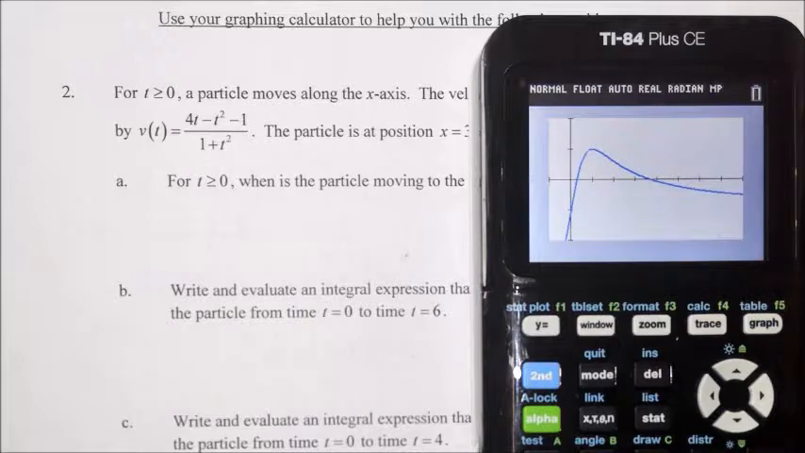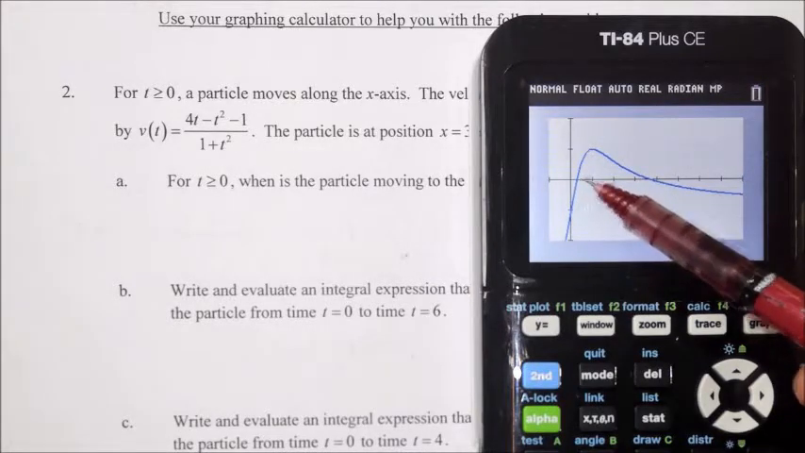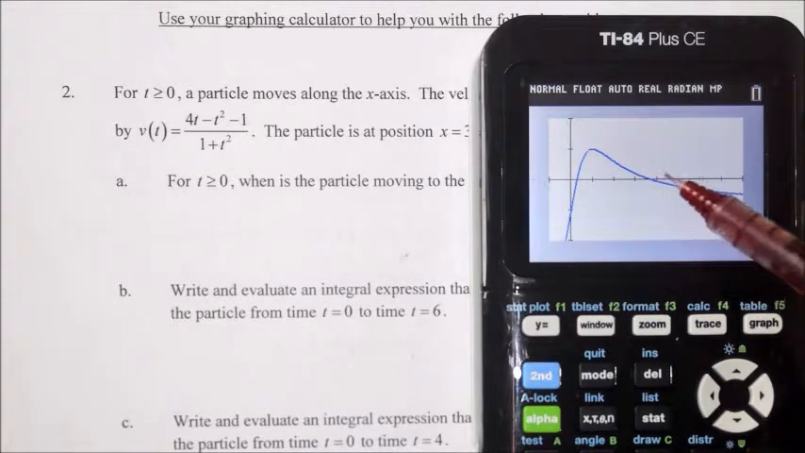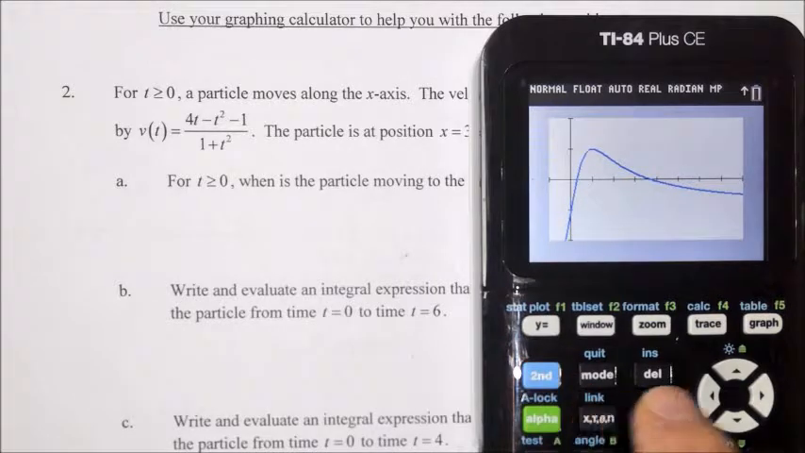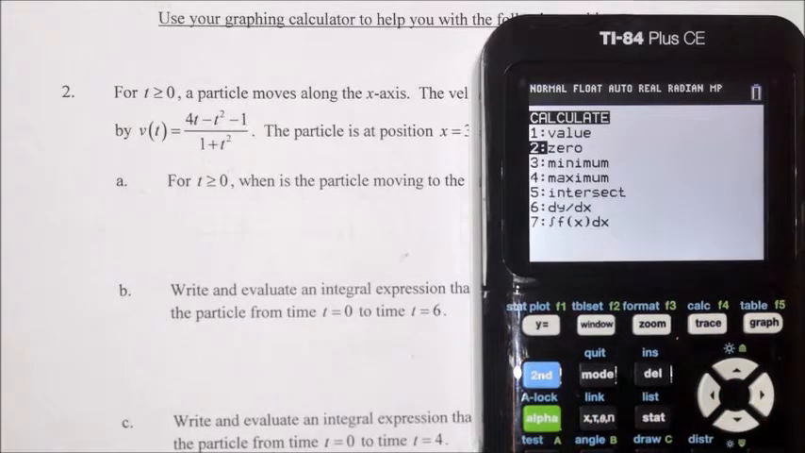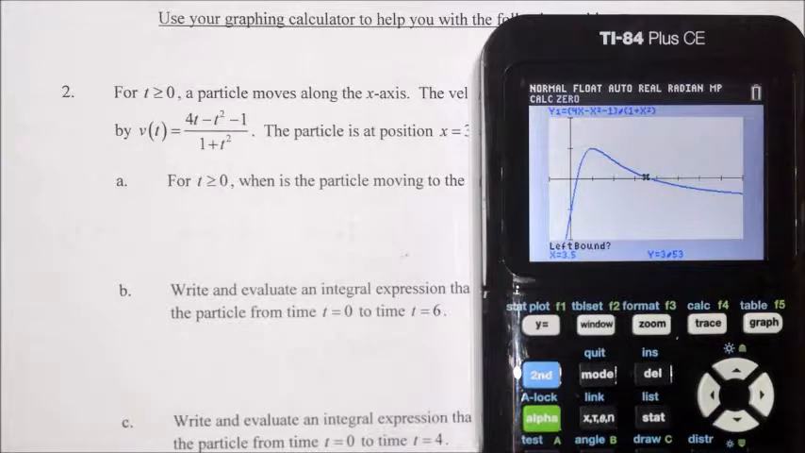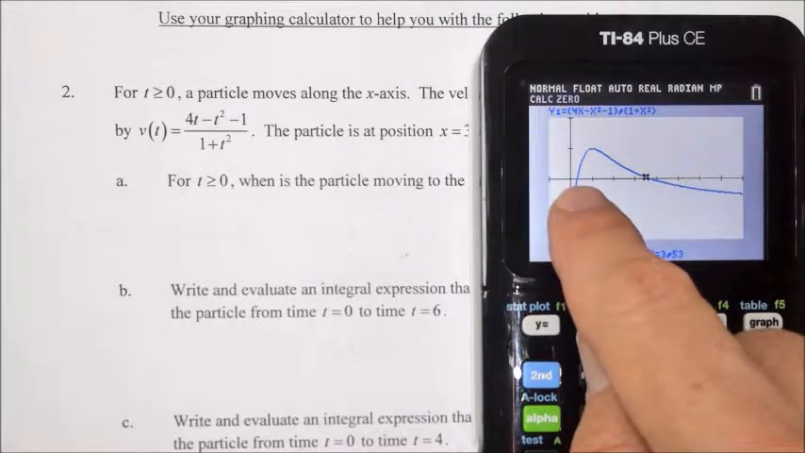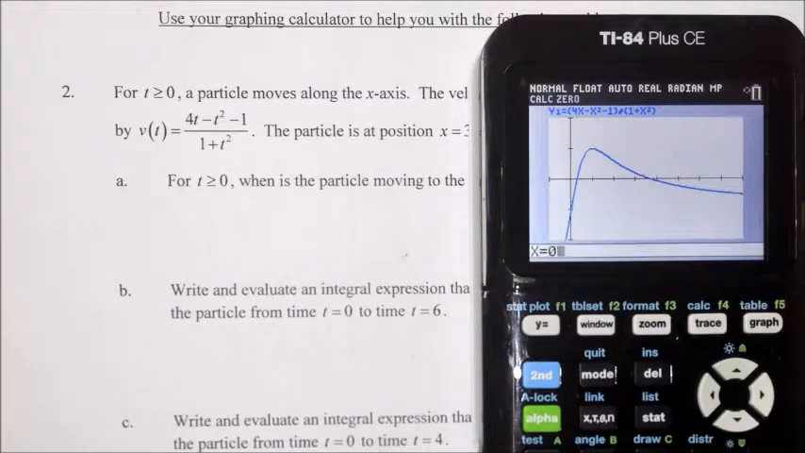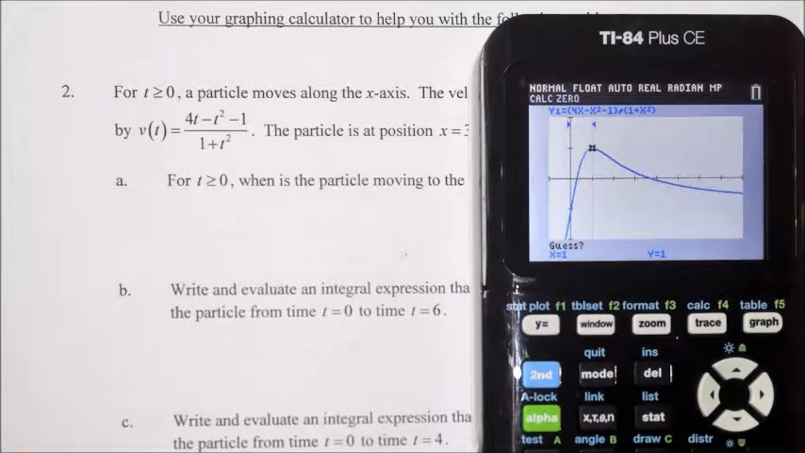Again, we're interested in when the particle is moving to the right, which is when our function is positive. So we've got to find those two 0 values. Remember, we do that with second trace, and we have our 0 value. It wants the left bound and the right bound, so let's go for that first one. It happens between 0 and 1. So my left bound I'm going to type in 0, my right bound 1, and I'm going to guess 0.5.